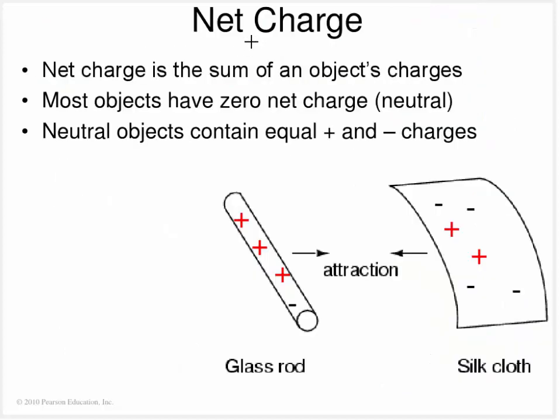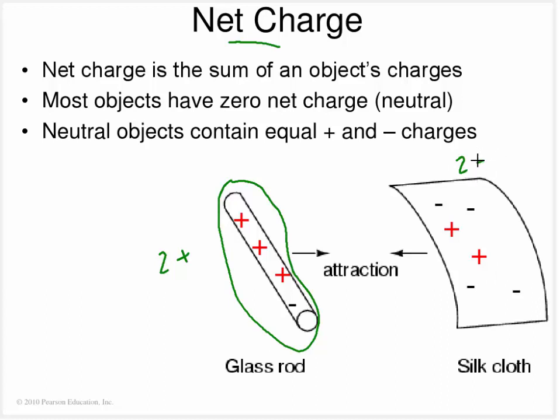Now, the last thing I want to talk about for this particular section is net charge. We can say the net charge of an object is the sum of all of its charges. If, for example, we had this glass rod, and this glass rod had 3 positive charges and 1 negative charge, then we might say that this thing has a net charge of 2 positive charges. This silk cloth, we can do the same thing. We're going to have 2 positive and 4 negative, so it might have 2 negative charges.